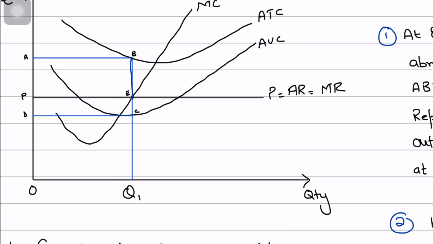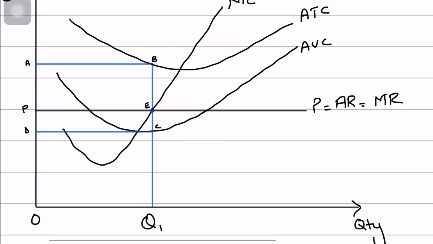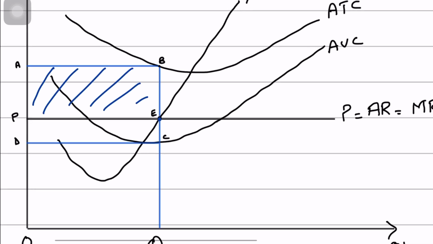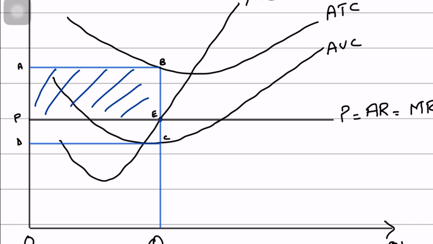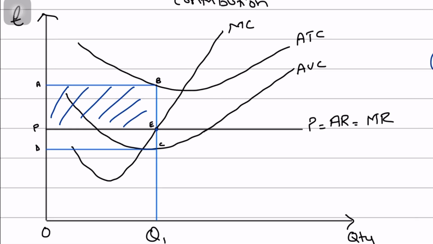Now, clearly we can see that the firm is incurring a loss, and the loss is equivalent to this area. You already know that because we have already seen this in the previous video about how we graph economic losses. And we've also seen, however, that this area represents your contribution.